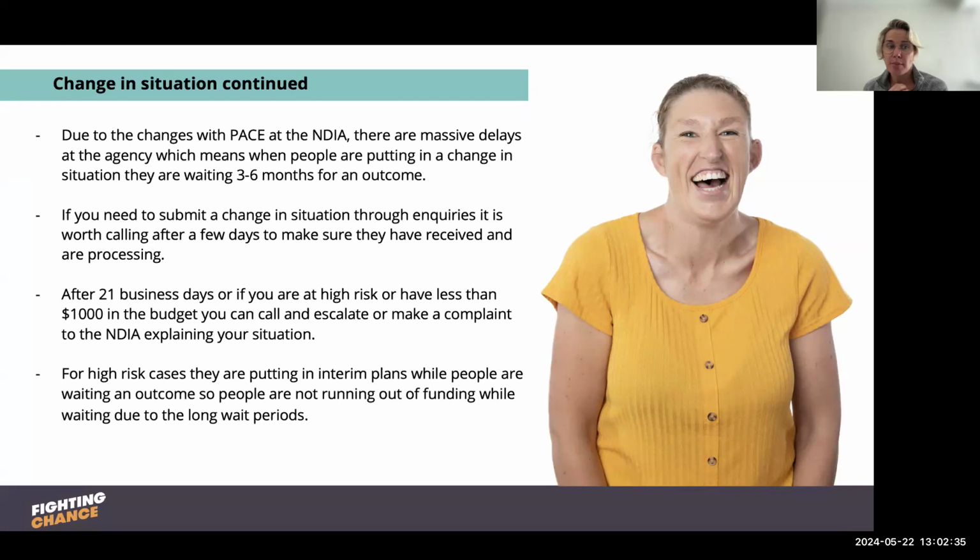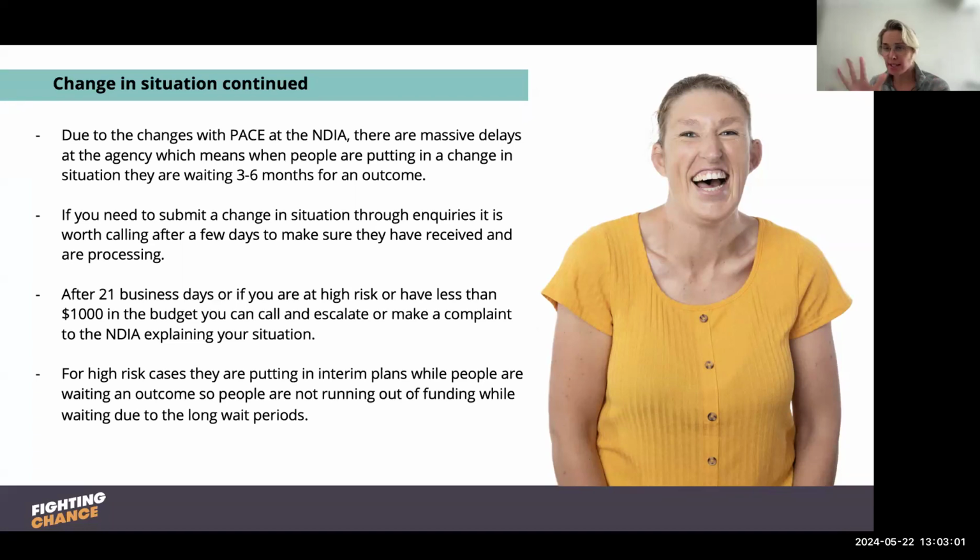If you need to submit it, it's worth calling after a few days, like I said, to make sure they've received it and are processing. And after 21 days, you can escalate. What they are doing now is that for high risk cases, you can escalate. They will see that. You can put in a complaint to Bill Shorten. You can do all of those things.